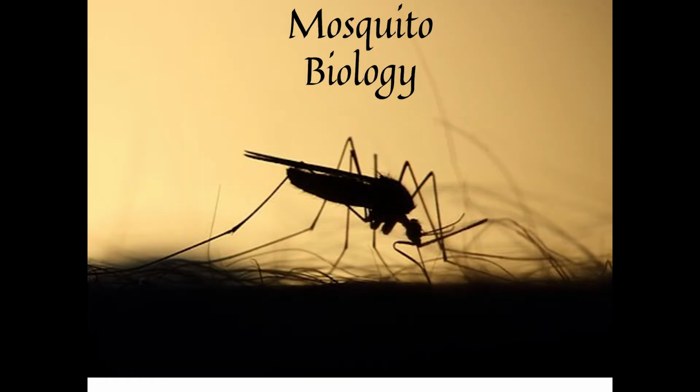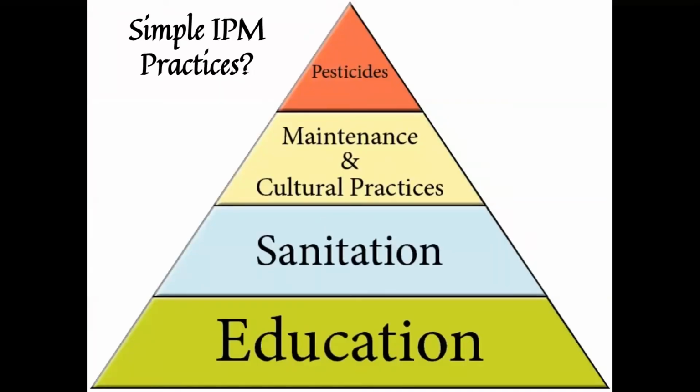Welcome to Basic Mosquito Biology. Before we begin learning about morphology, let's talk a little about IPM structure and practices. As you can see, the simplified IPM, or Integrated Pest Management structure, starts with education and ends with pesticides.